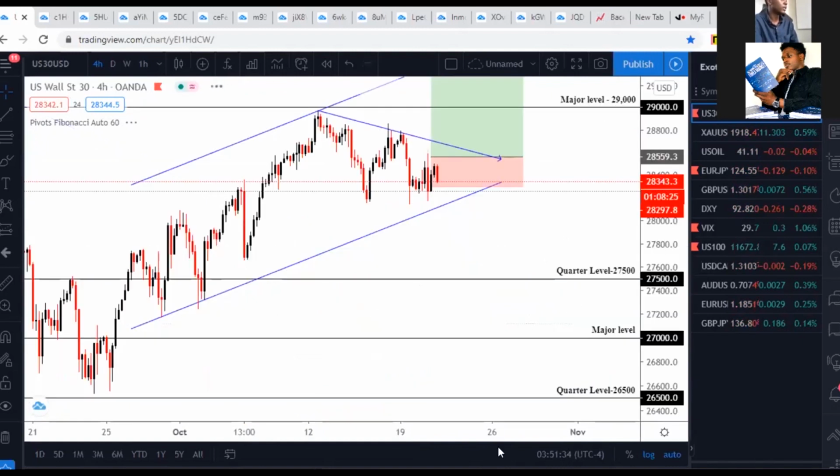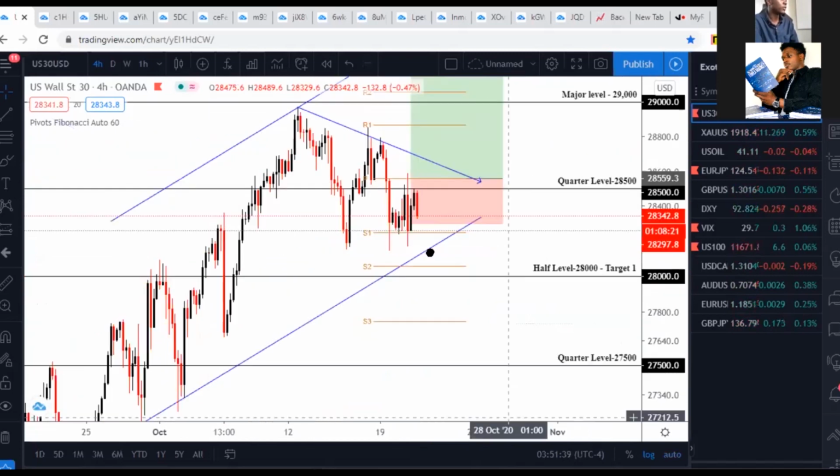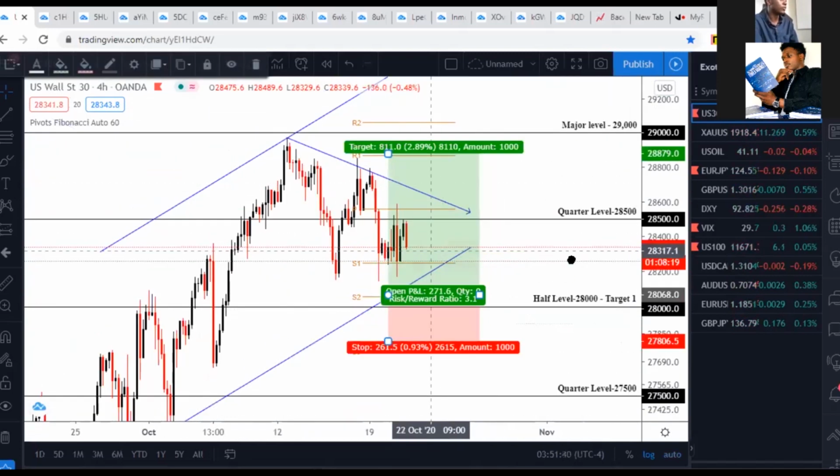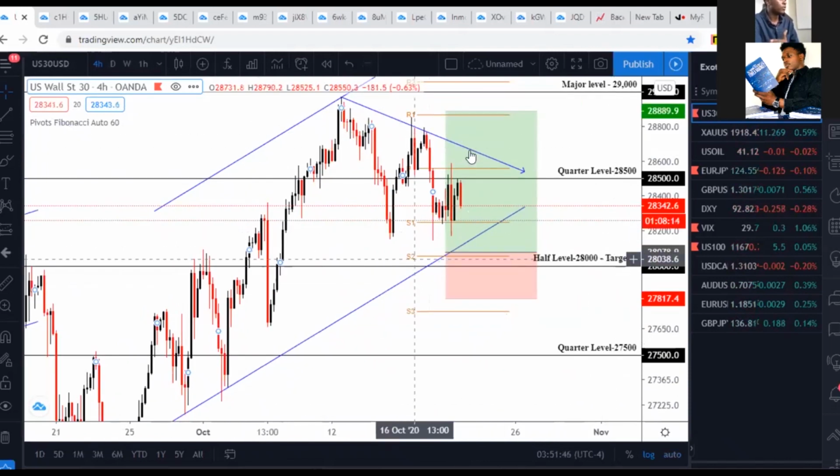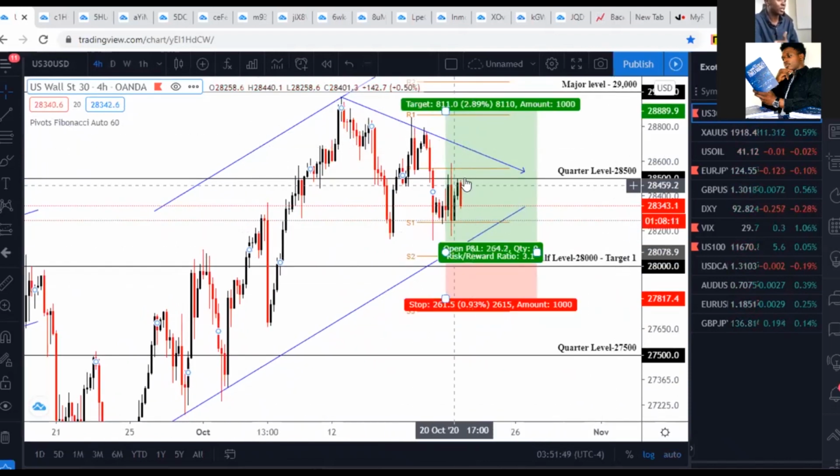I was looking for this sell-off all the way to this level for me to buy it, the 28,000 level. Markets were moving lower, but we found some support here and started moving higher. But you can see immediately after London today, markets have started sinking.